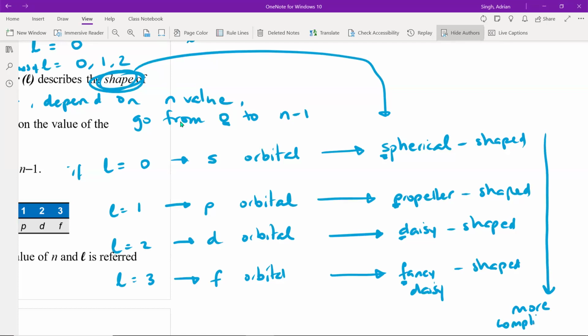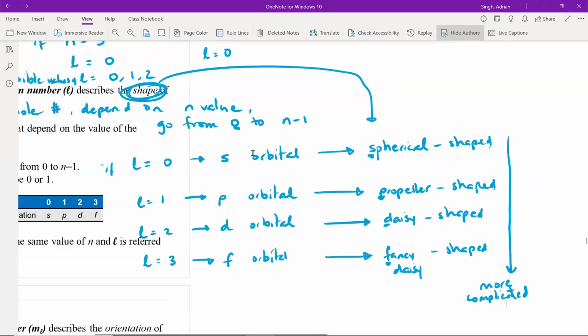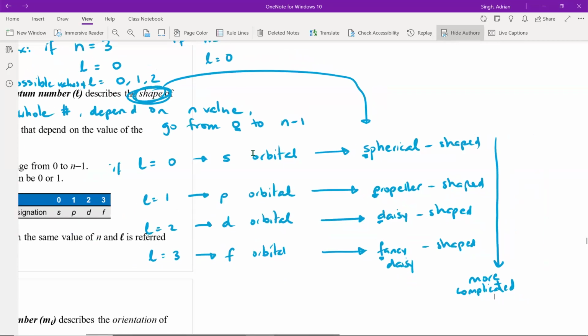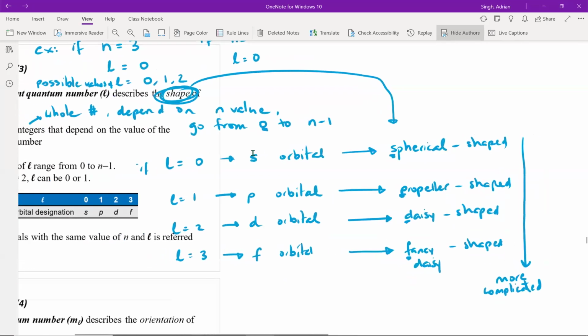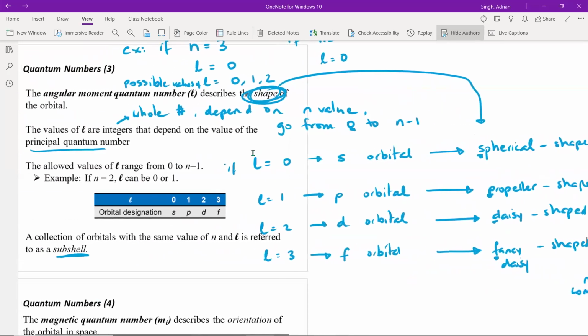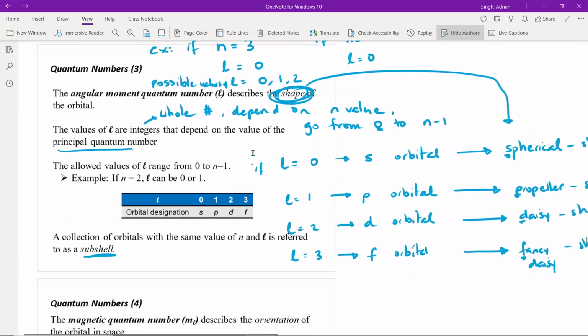And again, these shapes that we're going to see are not just things that we make up. These are solutions to the quantum mechanical treatment, or the math involved in quantum mechanics. So it's not just that we're pulling these out of thin air. These are actually based on calculations.